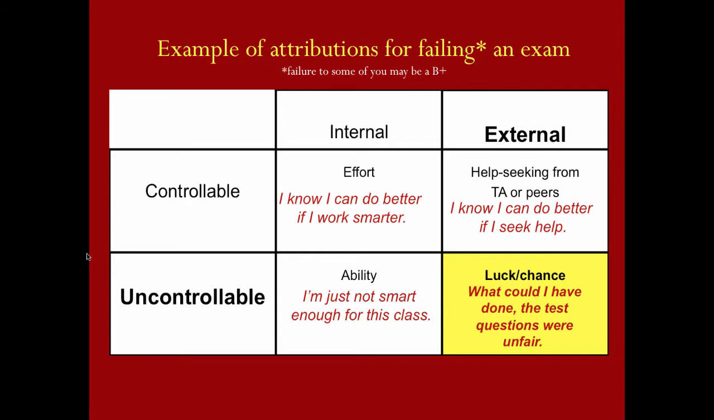What could I have done? The test questions were unfair. The student here may feel like a victim of their circumstance. It just wasn't in the cards for them. In turn, because of the lack of controllability here, the student doesn't feel that any effort or focus or strategizing for the future would make any difference, and really doesn't exert any control or effort over their circumstances or goals.